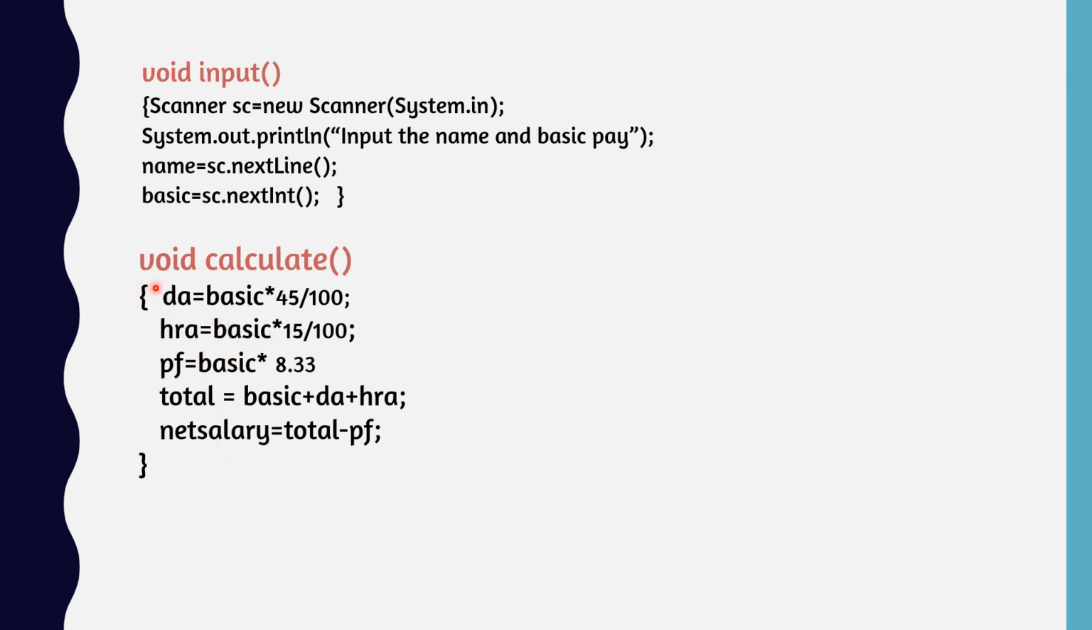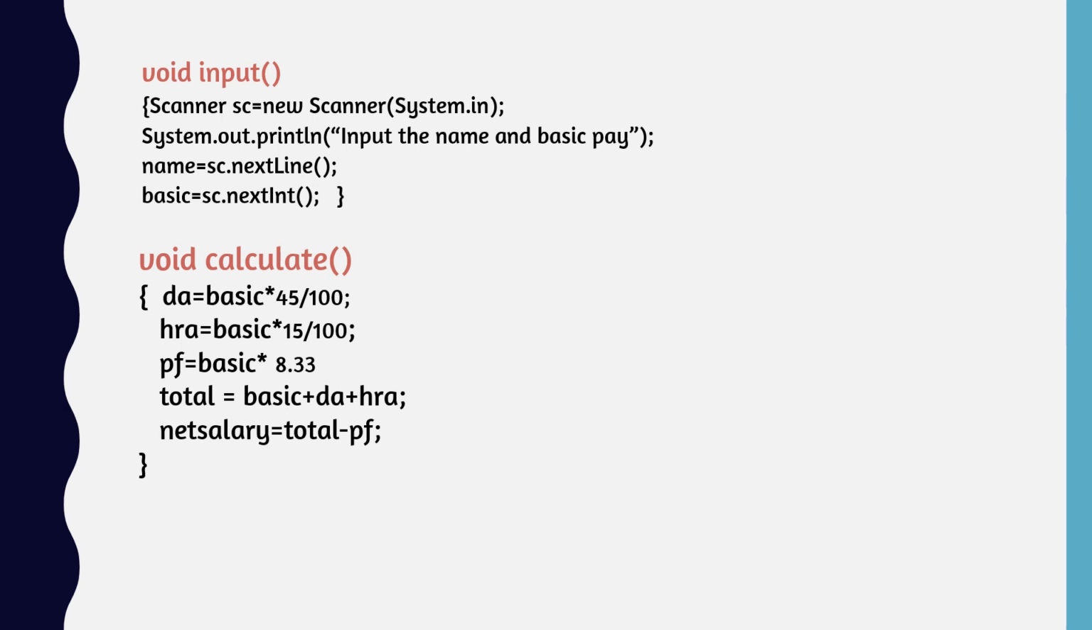Double DA we have declared. Second time just write DA, HRA, PF. So DA is equal to basic into 45 by 100, as it is given in the question. HRA is basic into 15 by 100. PF is basic into 8.33 by 100, and total is basic plus DA plus HRA, and net salary is equal to total minus PF. If you observe, we have just written the condition or criteria in Java format. The question was given, the criteria was given, and we have written the criteria in Java format.